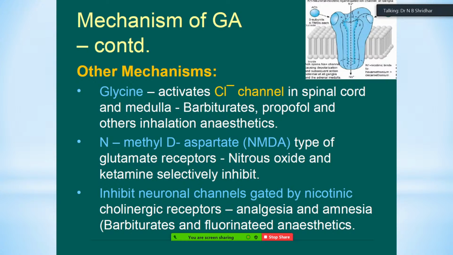Usually ketamine is used in cats and dogs for minor surgeries, and in human beings also ketamine is used very commonly. These agents inhibit the neuronal channels gated by nicotinic cholinergic receptors, and analgesia and amnesia are induced. The classical examples of agents acting through this type of receptor are the barbiturates and the fluorinated anesthetics, isoflurane, sevoflurane, and many other fluorinated anesthetics act in a similar pattern.